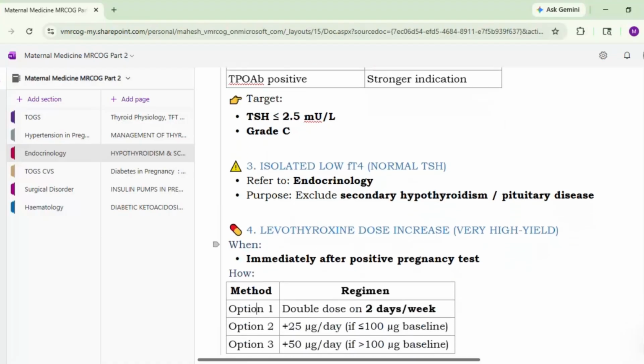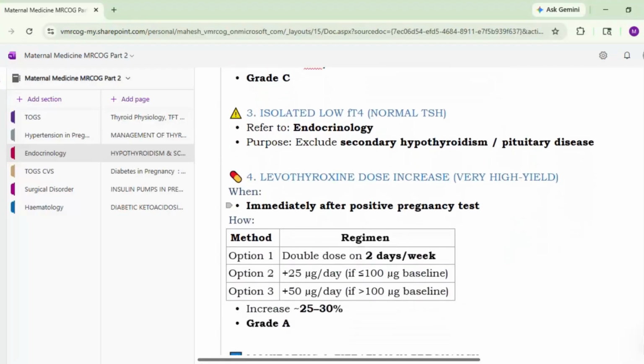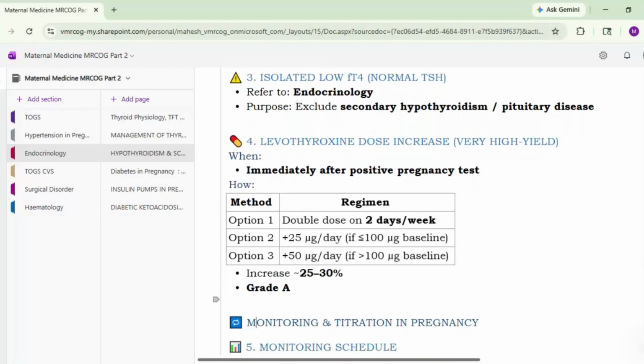Now, the levothyroxine dose is to be increased immediately after the positive pregnancy test. It will be done by the patient herself. What are the options available? First option is to double the dose on any 2 days per week. Second, if her baseline dose is less than or equal to 100 microgram, then you increase it daily by 25 microgram. Or if her baseline dose is more than 100 microgram, then you increase by 50 microgram per day. Or she can increase herself by 2 days in a week. So the overall increase is around 25 to 30%.